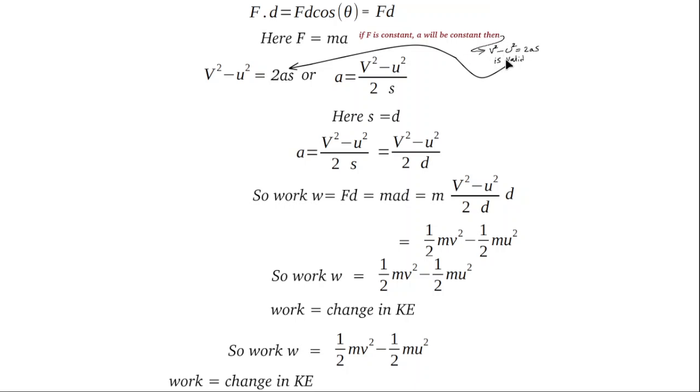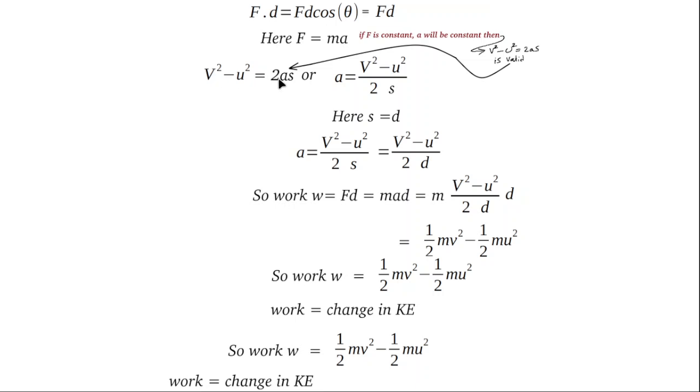When acceleration is constant, you can use the formula v square minus u square is equal to 2as. Why? Because in this formula there is acceleration and displacement, and the definition of work involves displacement. So this formula is useful. Remember that this formula is valid only when acceleration is constant. Acceleration will be constant only when the force is constant. So we are making some implicit assumptions: that force is constant, thereby acceleration is constant. So you can use v square minus u square is equal to 2as.